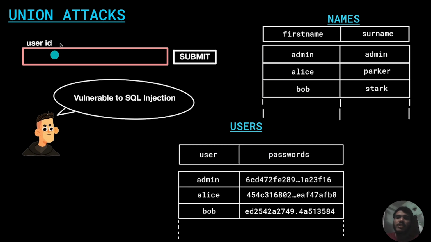When we gave the user ID, suppose 1, 2, 3, 4, 5, we got the corresponding first name and surname. But we actually want the password, which is stored in another table called users. To retrieve the data from the other table in the database, we use union attacks. So let us know about it in a more detailed manner.